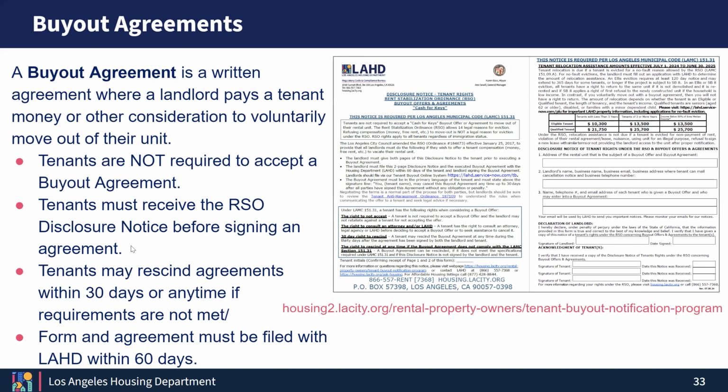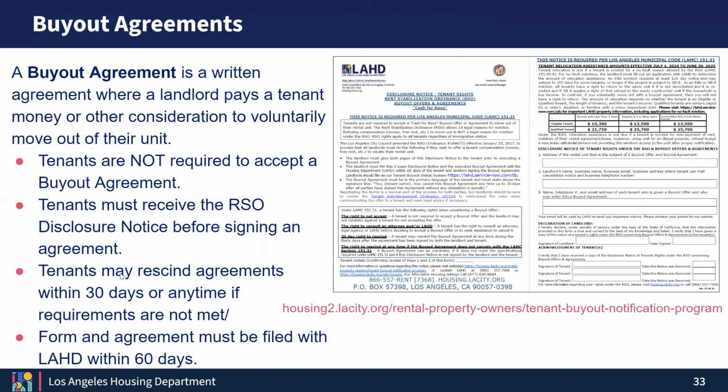However, under the municipal code, the owner must give the tenant a disclosure notice of tenant rights, which you see an image of on your screen. It's a 2-page document. This must be given to the tenant either before or at the same time as the agreement is given to the tenant, so that the tenant may review it.